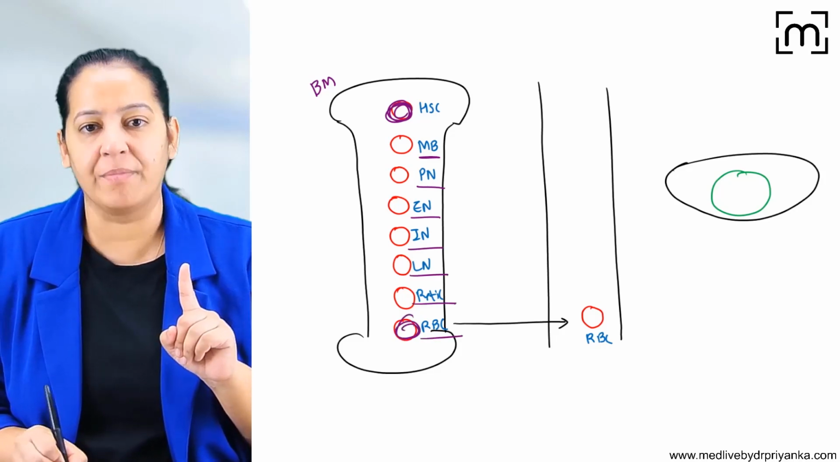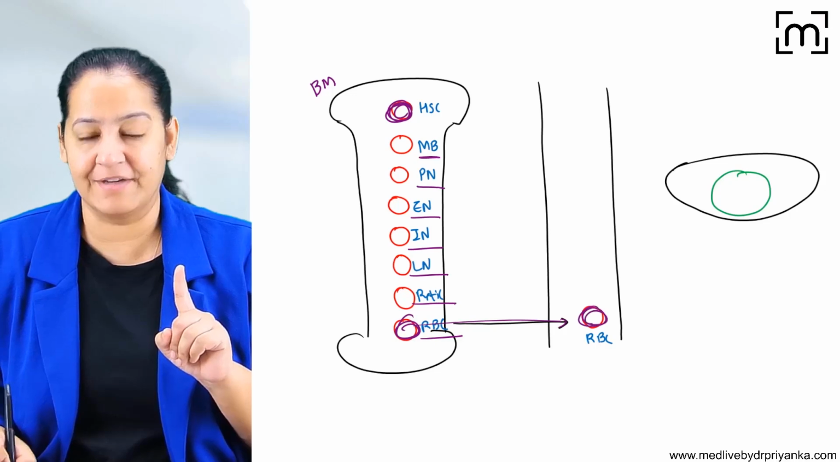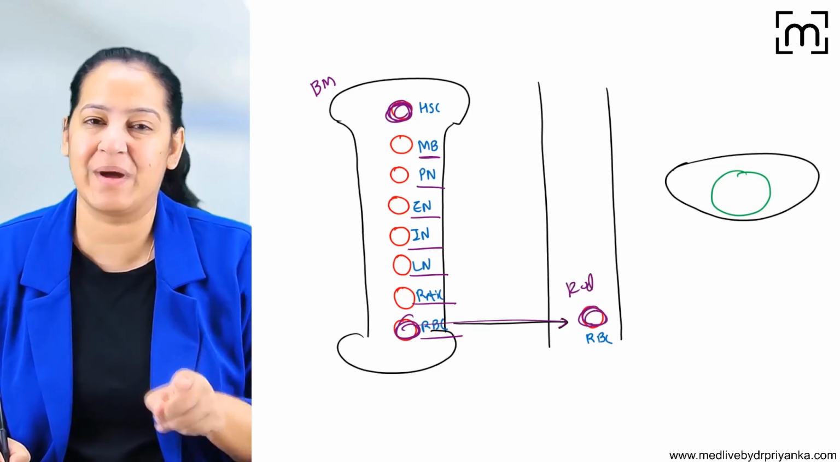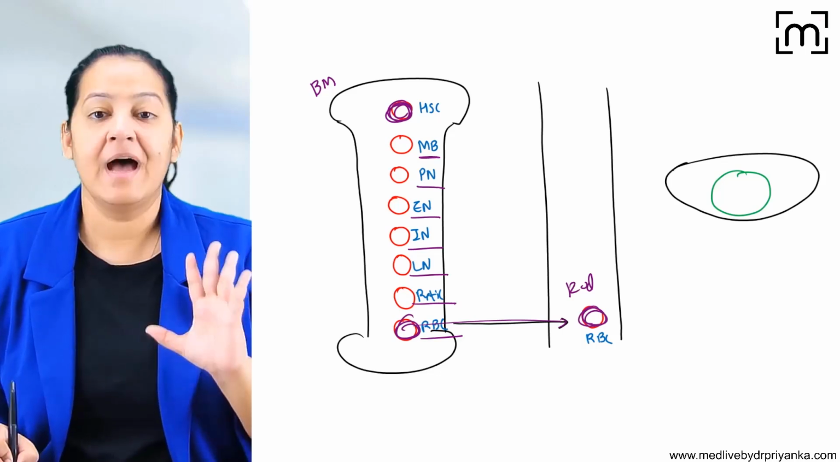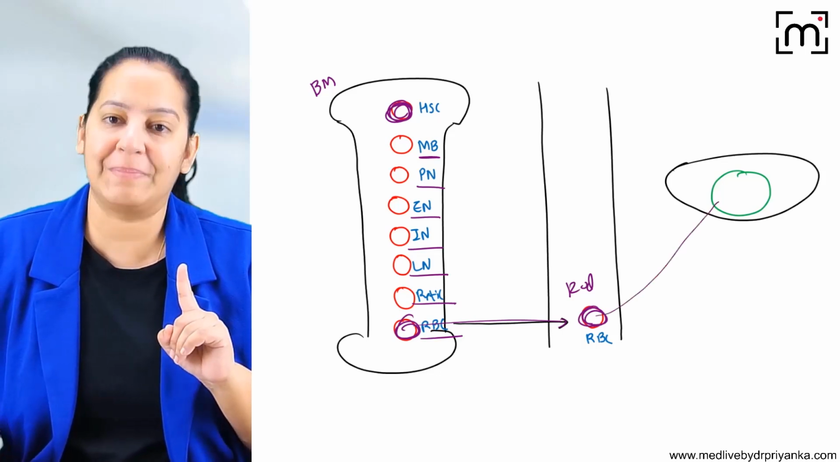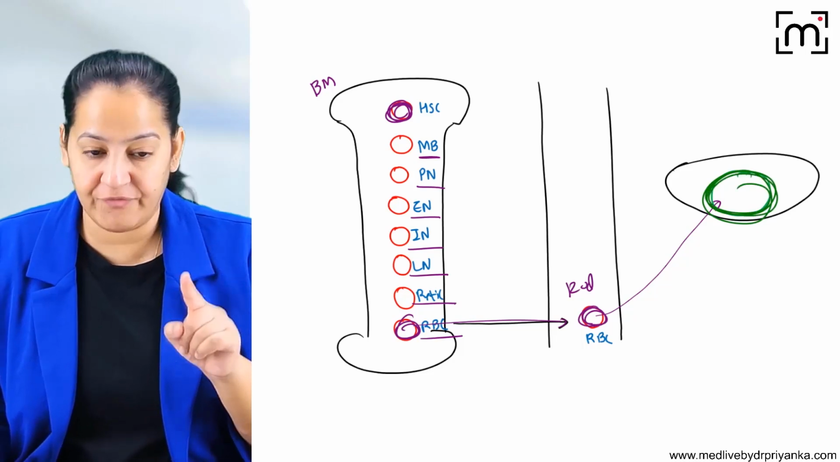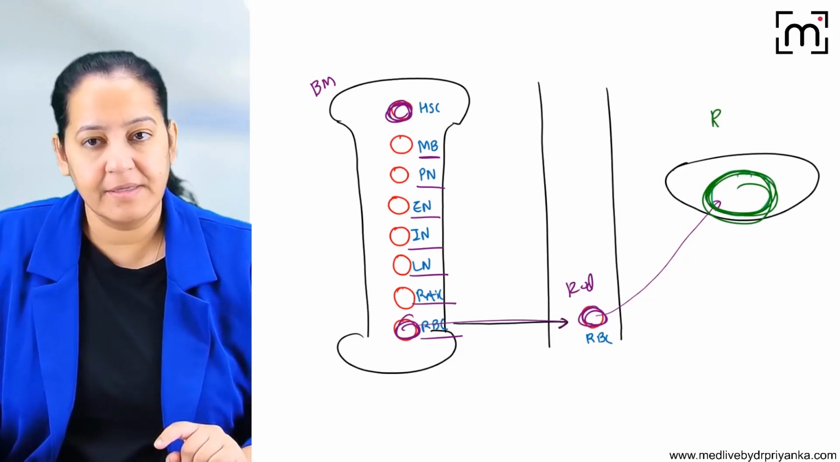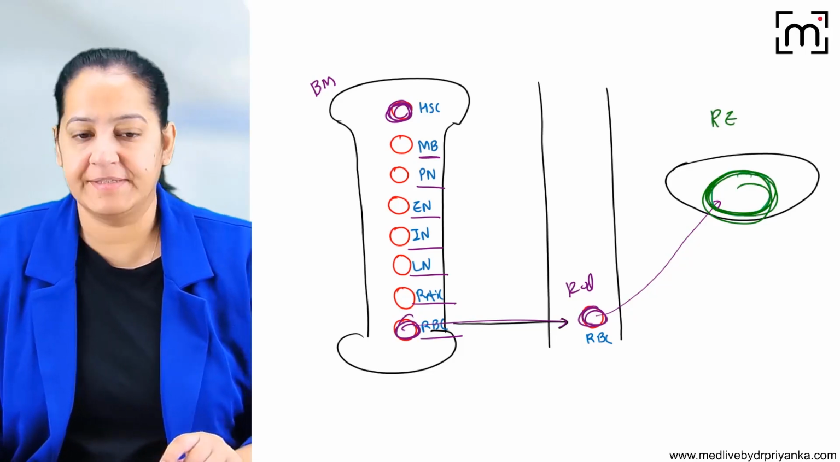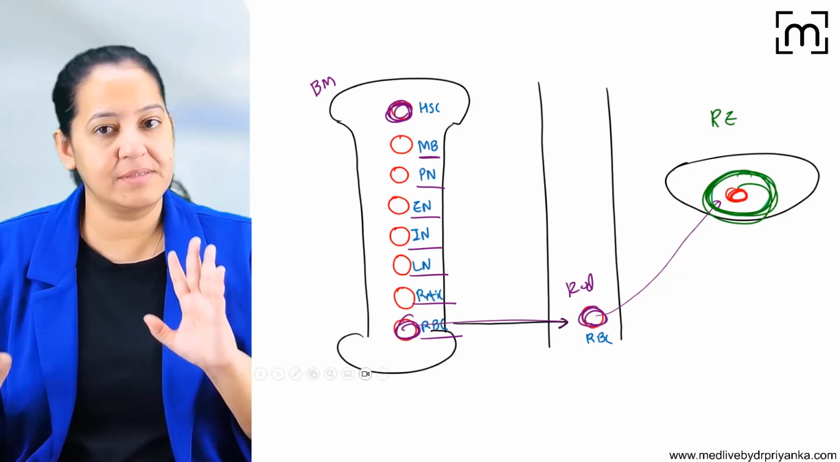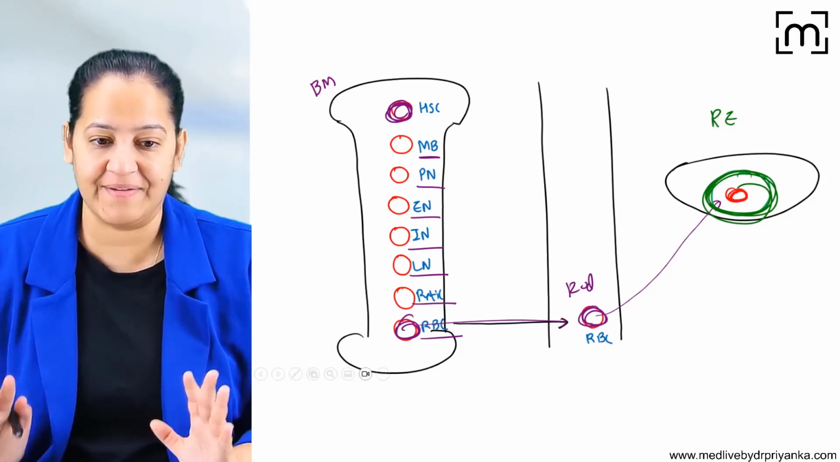Once the RBC is formed, it will come in the blood and remain there for 120 days. The lifespan of a normal, healthy RBC is 120 days plus or minus 30 days. After 120 days, this RBC will move to the spleen, inside the macrophage of the spleen, which is known as the reticuloendothelial system, the RE system. The RBC will move inside the macrophage of the spleen and get destroyed there. So this is how RBC get destroyed after 120 days.